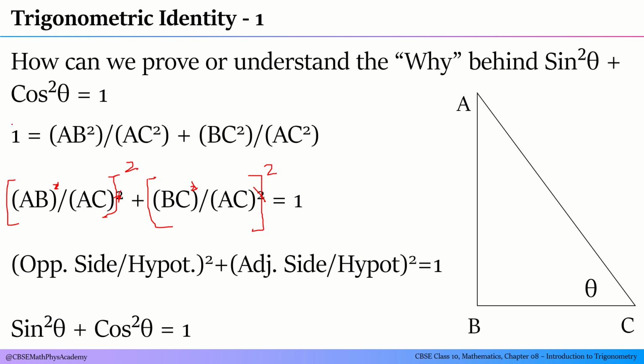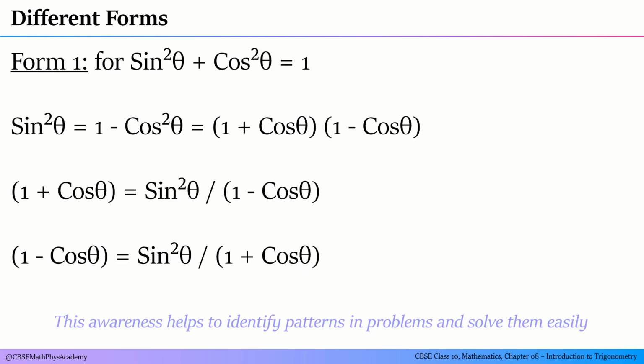So what is AB by AC? AB is the opposite side and AC is the hypotenuse. So opposite side by hypotenuse. Similarly, BC is the adjacent side to theta and AC is the hypotenuse. So it is adjacent side by hypotenuse, whole square, is equal to 1. We all know that opposite side by hypotenuse is nothing but sine theta, and adjacent side by hypotenuse is equal to cos theta. That's how you get sine square theta plus cos square theta is equal to 1.